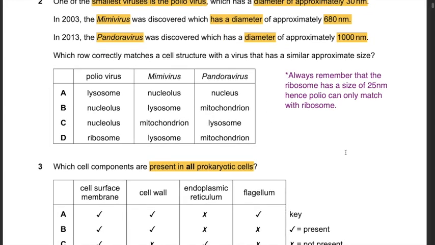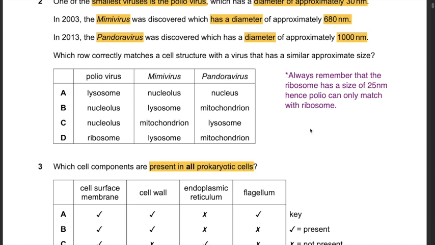Question 2. One of the smallest viruses is the polio virus, which has a diameter of approximately 30 nanometers. In 2003, the Mimi virus was discovered, which has a diameter of approximately 680 nanometers. In 2013, the Pandora virus was discovered, which has a diameter of approximately 1000 nanometers. Which row correctly matches a cell structure with a virus that has a similar approximate size?